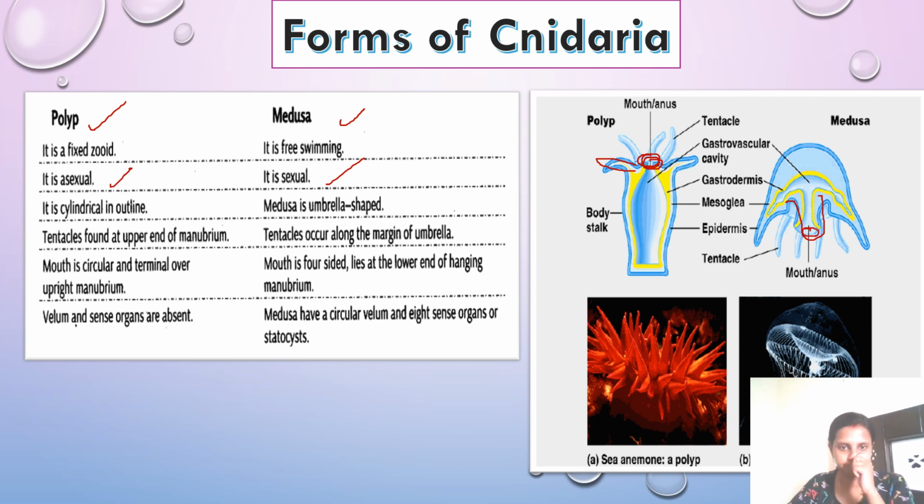Now let's talk about the sense organs. The velum is absent here, whereas the medusa has a circular velum, which is located somewhere here. It has 8 sense organs called statocysts. Okay, it has 8 sense organs called statocysts.